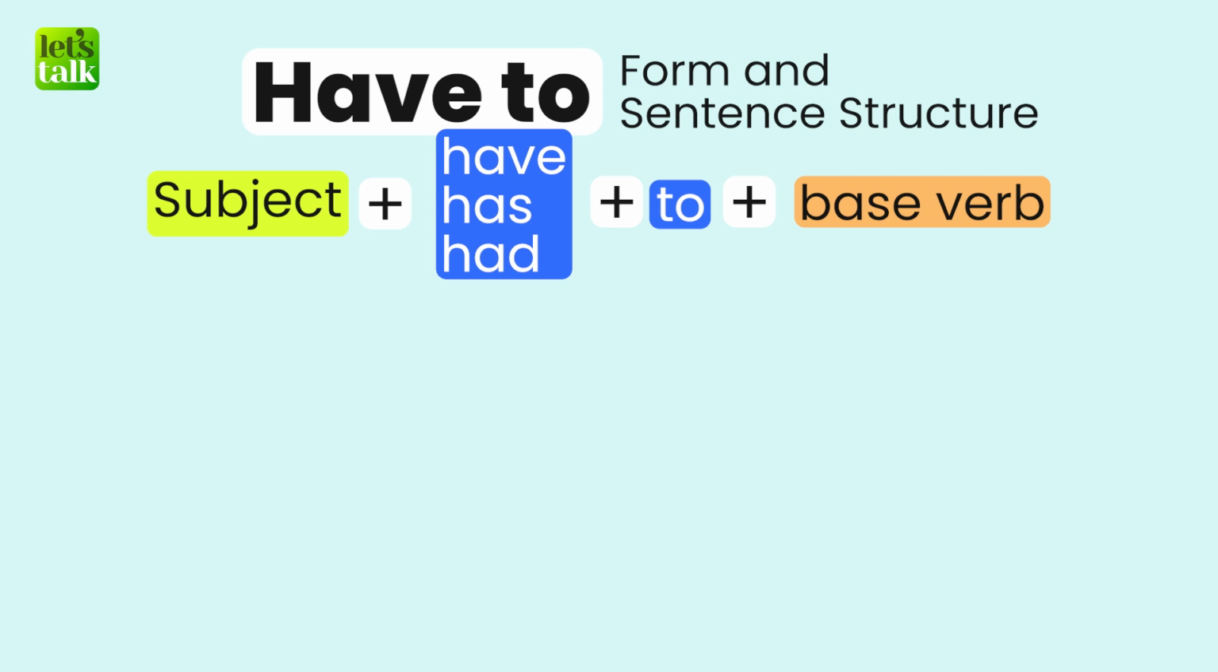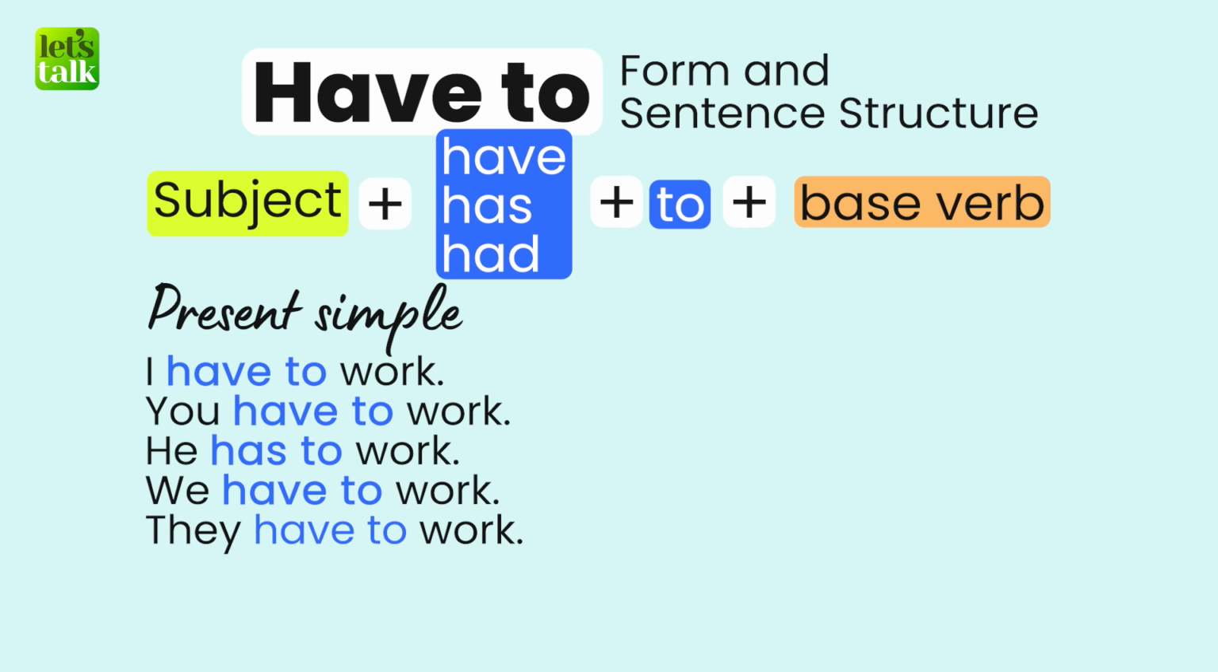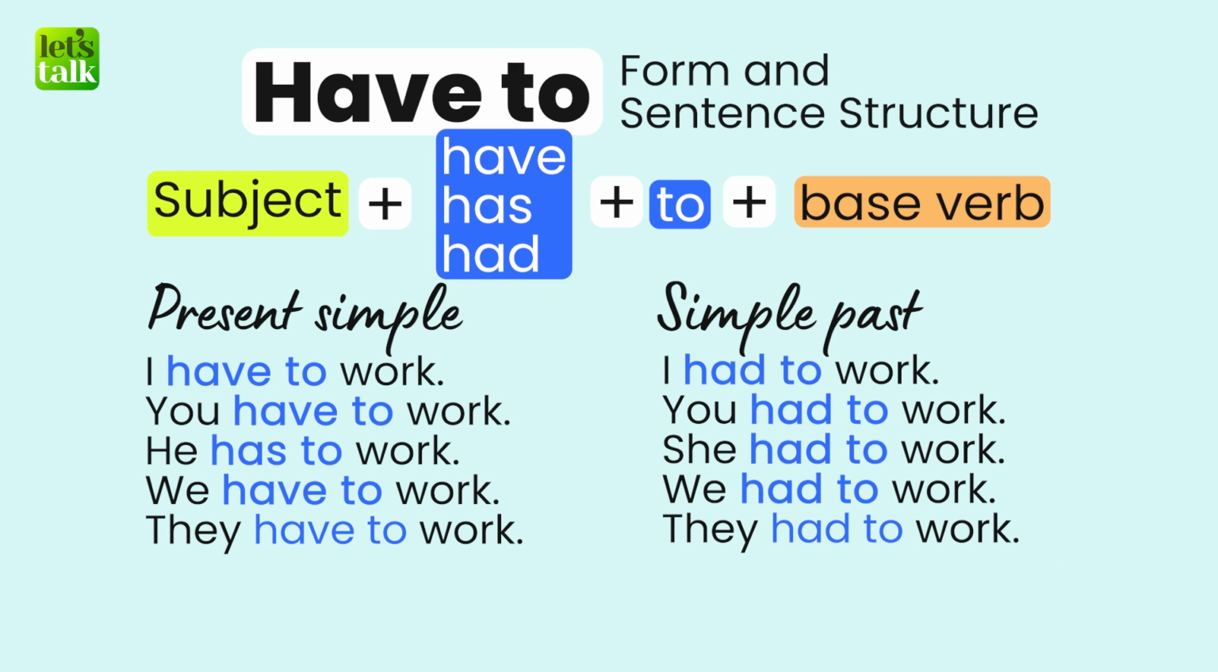Here are some examples with different subjects. I have to work. You have to work. He has to work. We have to work. They have to work. These are sentences in the present simple. I had to work. You had to work. She had to work. We had to work. They had to work. In past simple sentences, have is replaced by had.